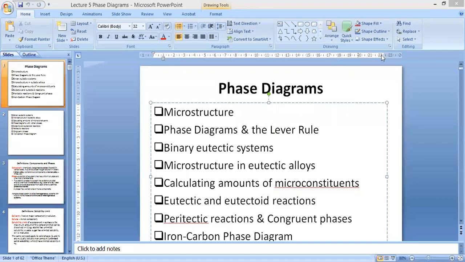All right, so we're looking at phase diagrams today. Last week we looked at ferrous and non-ferrous metals. So under non-ferrous metals and ferrous metals, we looked at alloys. And basically with phase diagrams, as we go down, we're going to concentrate on the alloys. And that's where you're going to see the importance of phase diagrams.